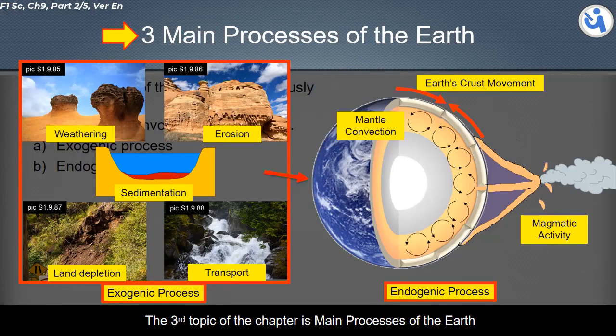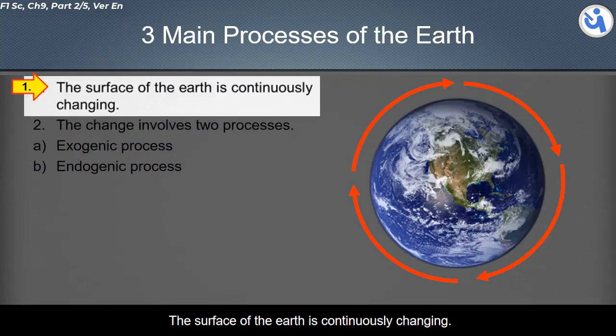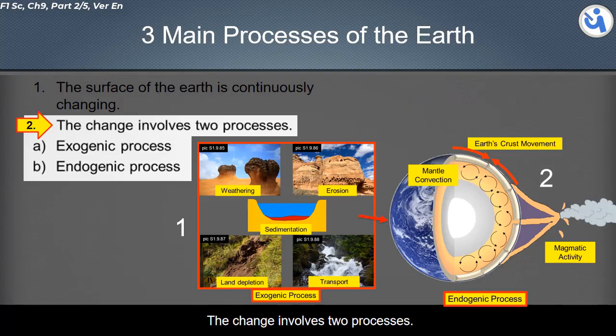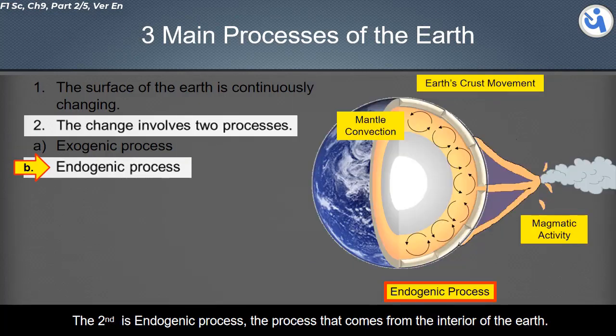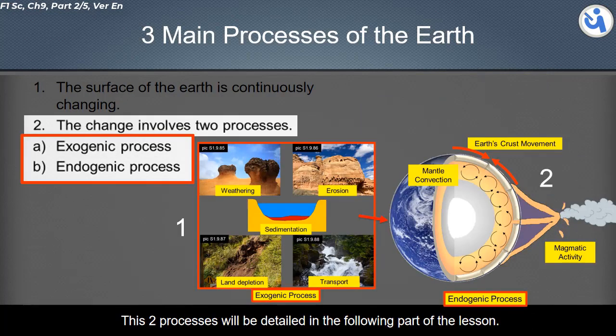The third topic of the chapter is main processes of the Earth. The surface of the Earth is continuously changing. The change involves 2 processes. The first is exogenic process, the process that happens on the Earth's surface. The second is endogenic process, the process that comes from the interior of the Earth. These 2 processes will be detailed in the following part of the lesson.